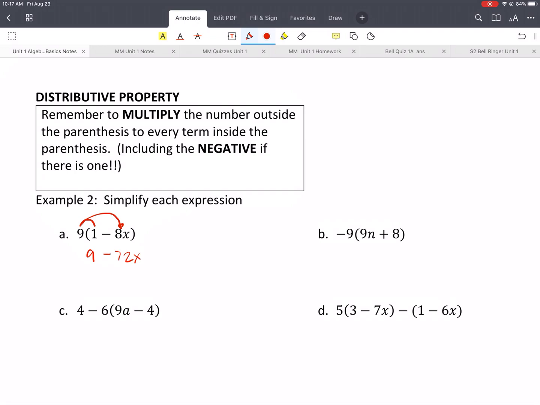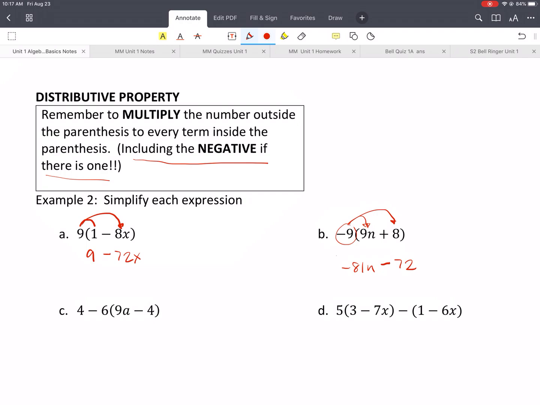And let's do the next one. It says include the negative if there is one. Okay, so here for b, we do have a negative. We need to distribute that negative 9, the whole thing. So that would give us negative 81n. And then we distribute here, we get a minus 72.